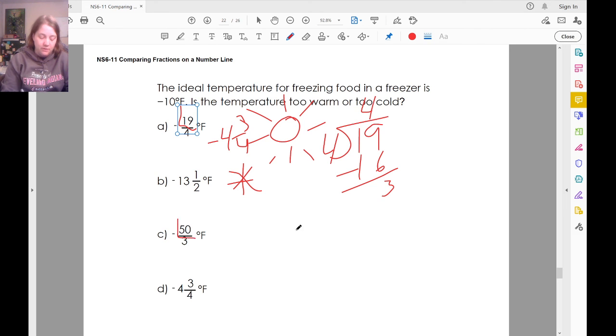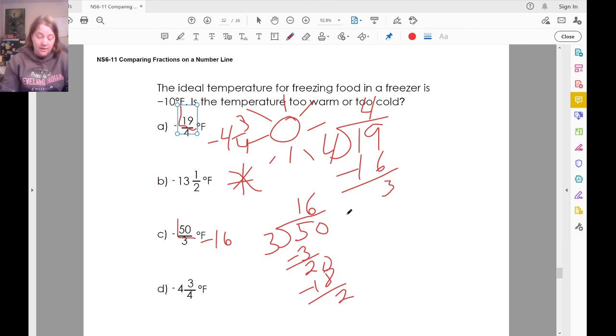-50/3. Well, gosh, I don't know. That's going to be 50 divided by 3. 3 goes into 5 once. That's going to be 20. 3 goes into 20 6 times. We can see it's going to be -16 and something. It actually ends up being -16 2/3. -16 2/3 is past -10. So that's going to be too cold.